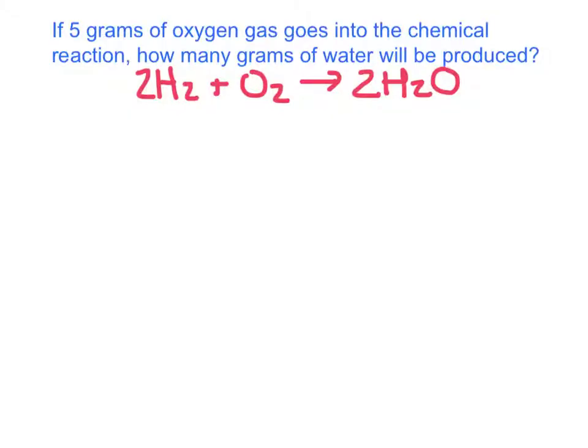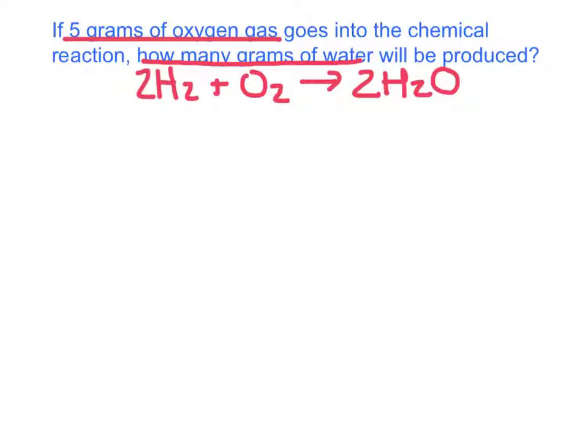Okay, so we're going to do an example problem here. The problem says if 5 grams of oxygen gas goes into the chemical reaction, how many grams of water will be produced? Again, I recognize this as a stoichiometry problem because it's talking about a chemical reaction, 1. Second, it gives me the mass of one of the substances in the reaction. And then 3, it asks me how many grams of another substance I'll have. That is certainly a stoichiometry problem.